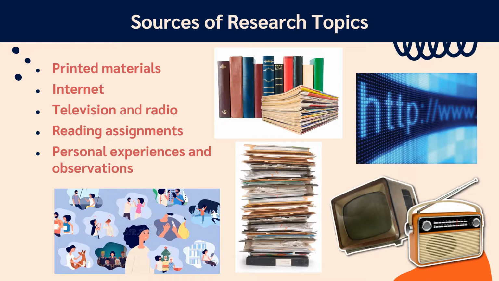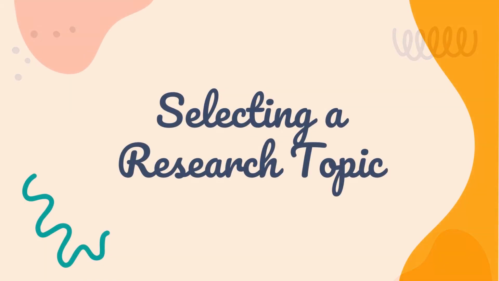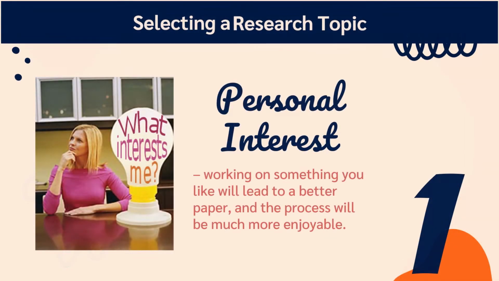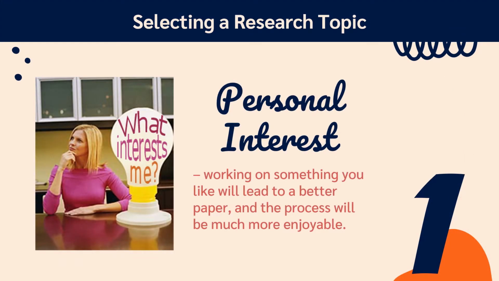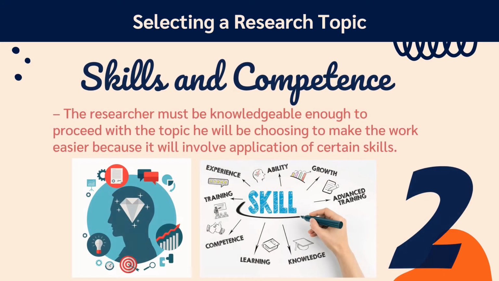Ngayong alam mo na kung saan ka kukuha ng mga pwede at posibleng research topic, alamin naman natin ngayon kung ano yung mga dapat mong isaalang-alang sa pagpili ng topic na gagawin mo. Number 1. Personal interest. It will take a while to work on research, so it will be easier to conduct a whole research process if the researcher genuinely likes what he is doing. Because working on something that you like will lead to a better paper and the process will be much more enjoyable.